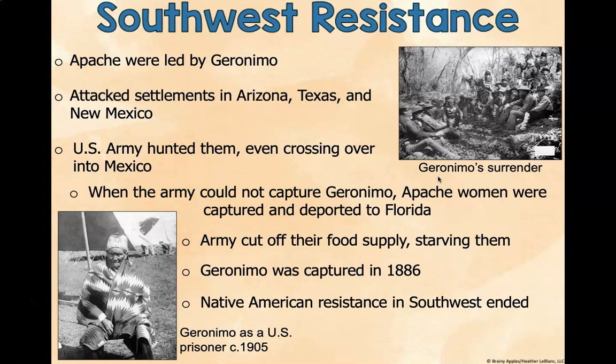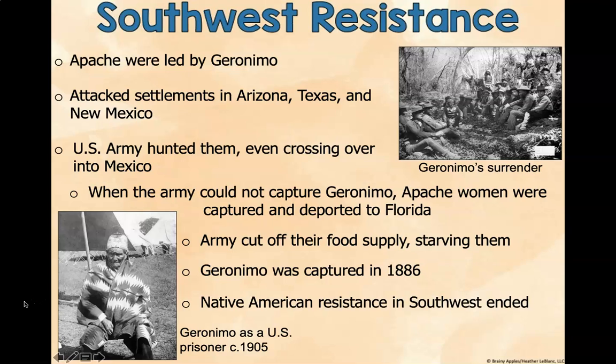So now we still continue to have Native American resistance in the Southwest. In this scenario, you have the Apache tribes, which were led by Geronimo. What happened was they attacked settlements in Arizona, Texas, and New Mexico. They were actually attacking American citizens. The U.S. Army, in turn, hunted them down. They even crossed over into Mexico to look for these tribes.